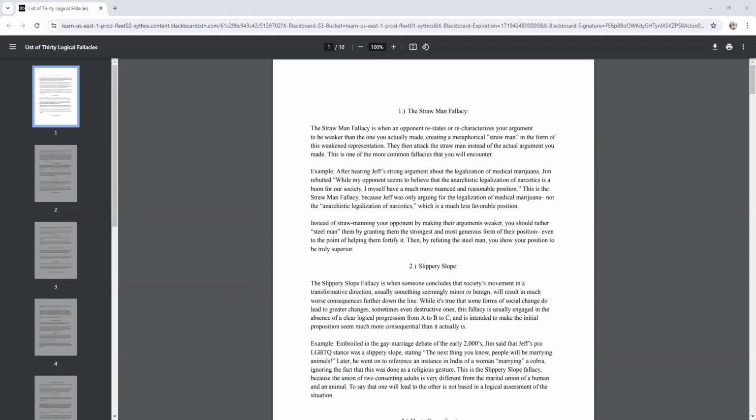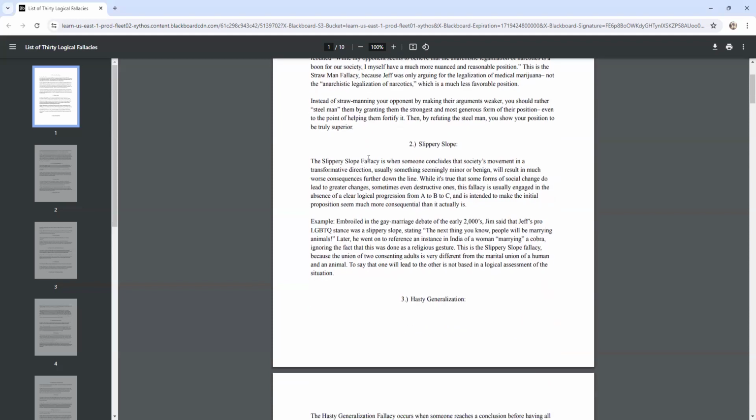The slippery slope fallacy is when someone concludes that society's movement in a transformative direction, usually towards something seemingly minor or benign, will result in much worse consequences further down the line. While it is true that some forms of social change do lead to greater changes, sometimes even destructive ones, this fallacy is usually engaged in the absence of a clear logical progression from A to B to C, and is intended to make the initial proposition seem much more consequential than it actually is.